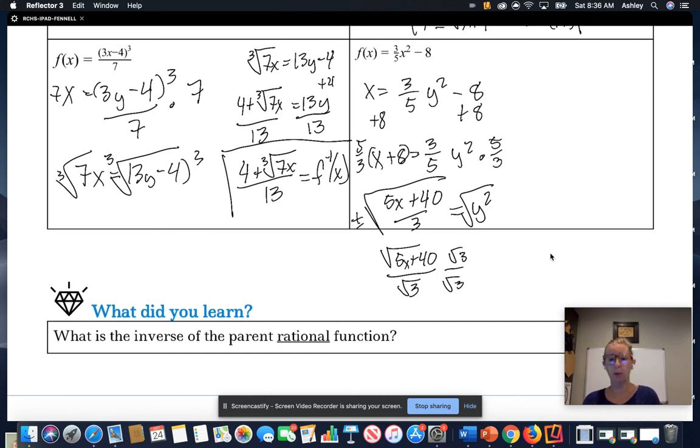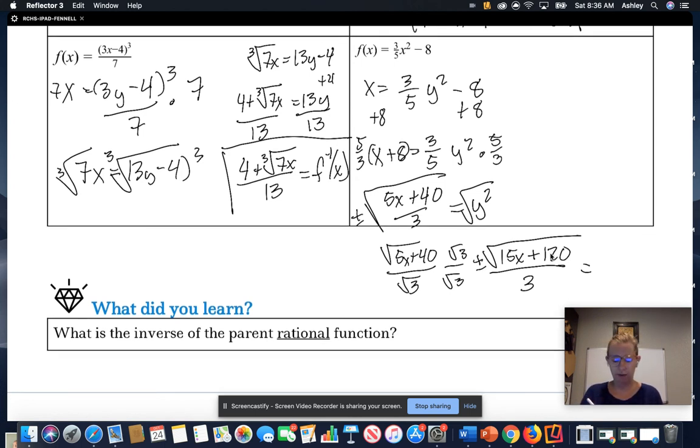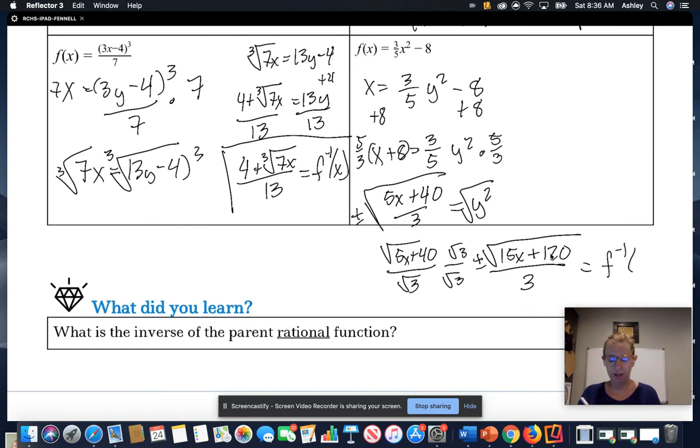So when we multiply, this is like 3 being multiplied by everything inside that square root on the left. So what we end up with is the square root of 15x plus 120, all over just plain old 3, no longer the square root of 3, because the square root of 3 times the square root of 3 would be the square root of 9, which is just plain old 3. And now over here, oh, and don't forget that plus or minus. And over here on the right, we now have what? f to the negative 1 of x, function notation.